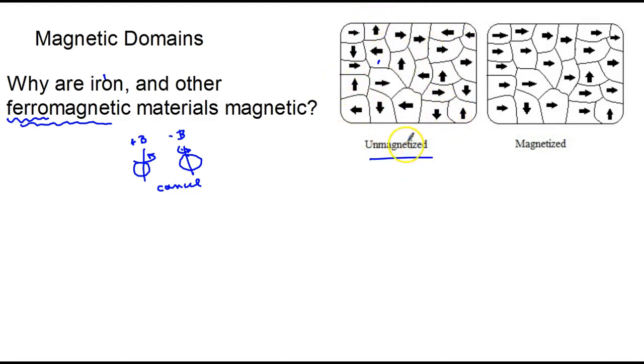If I put this in a magnetic field, what it causes is most of the domains to align. And now I've got a magnet. I've got all these little magnetic fields now aligned in the same direction, making a big magnetic field, and that piece of iron is magnetized.